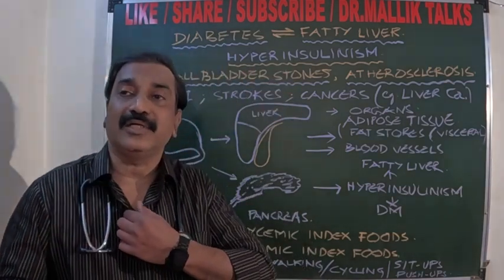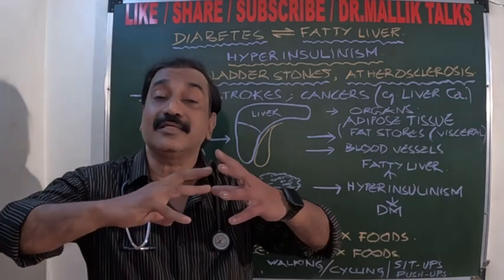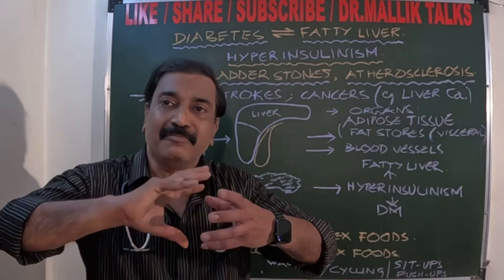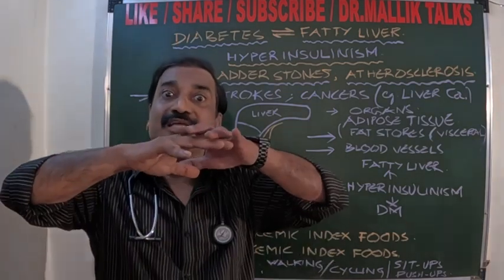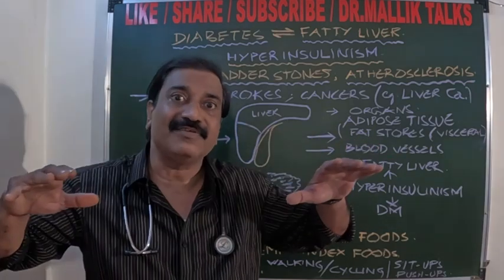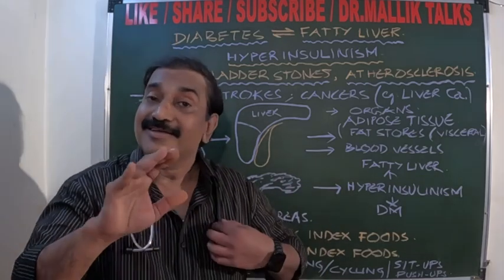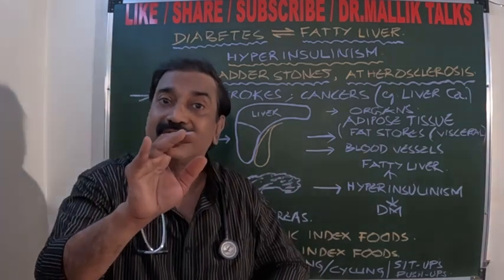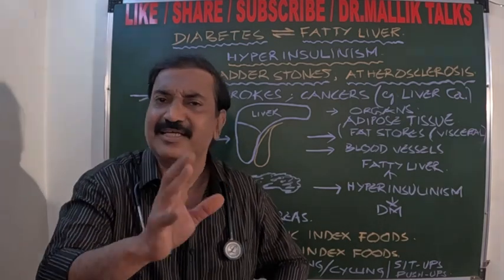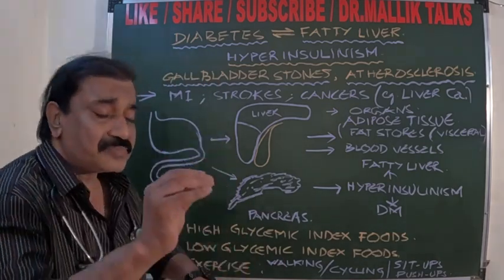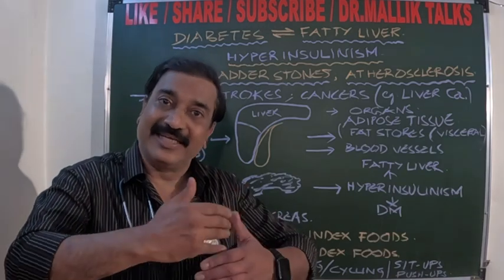Hyperinsulinism. What is hyperinsulinism? High flow of insulin in the body. That is, the pancreas is working round the clock, working heavily to produce very high levels of insulin in the body. And this high level of insulin, which is flowing in the body, is not effective. The body is not sensitive to this insulin. The body is resistant to this insulin. It's not working. That is the thing. So slowly, with hyperinsulinism, you will get diabetes, you will get fatty liver.